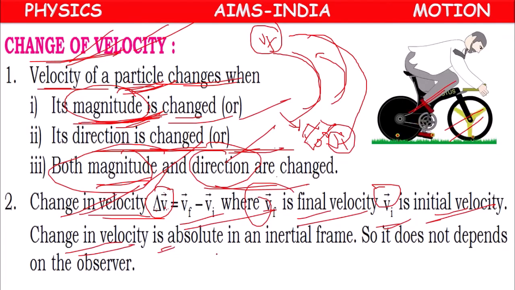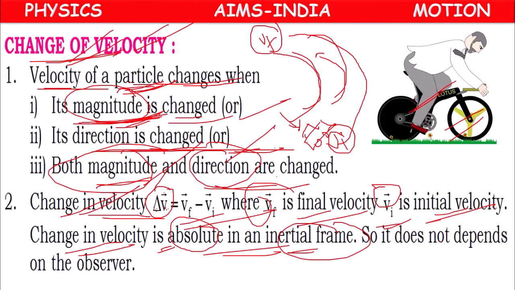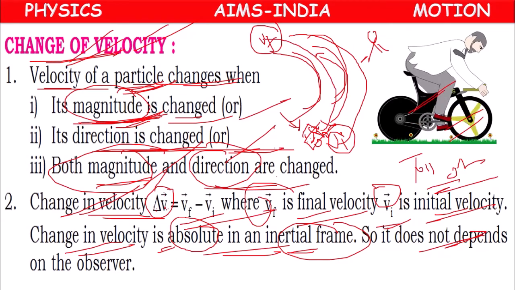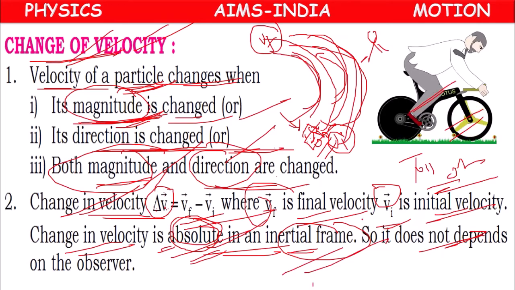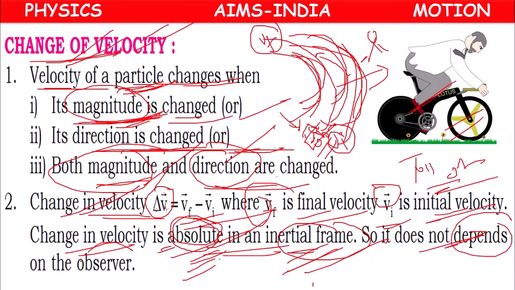So change in velocity is absolute in an inertial frame. Absolute means it never depends on the observer. Suppose one observer is here, or one observer is in the car, or one observer is near the toll gate. We can observe from anywhere, but the change in velocity of the car will be the same for everybody, because it is not a relative term, it is an absolute term, meaning it is fixed. Change in velocity is fixed because this frame is an inertial frame. This outer ring road is a fixed frame. It is not moving, so it is considered an inertial frame. So in an inertial frame, change in velocity is an absolute term, meaning it does not depend on the observer. For everybody, the value of change in velocity will be the same. From person to person, it won't change.